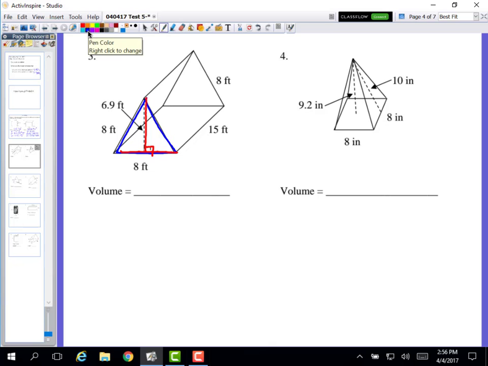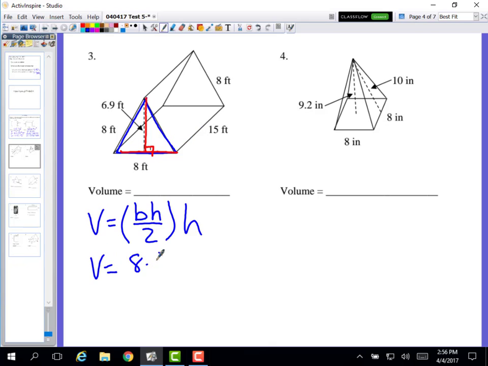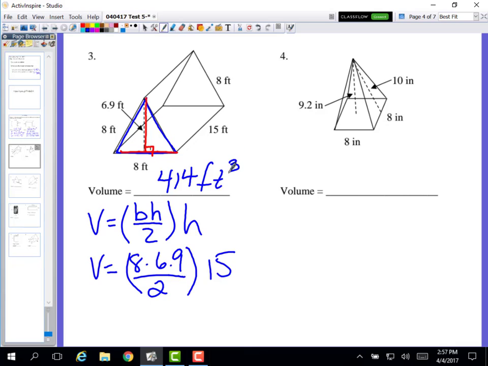So in this particular problem, we have volume is equal to the area of the base, which is a triangle, so that's base times height divided by 2, times the distance between the two triangles, which in this problem is the 15. So volume is equal to 8 times 6.9 divided by 2 times the distance between the two triangles, which is 15. We multiply that together, and we get a nice answer of 414 feet cubed.